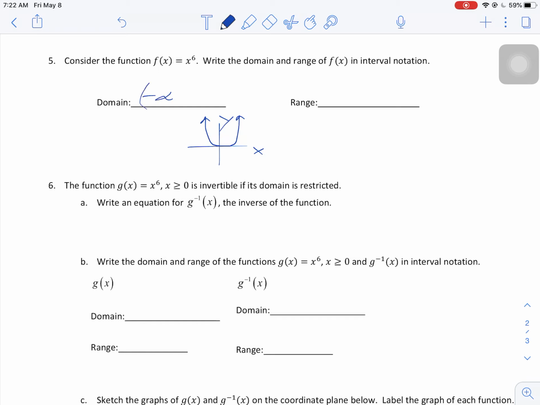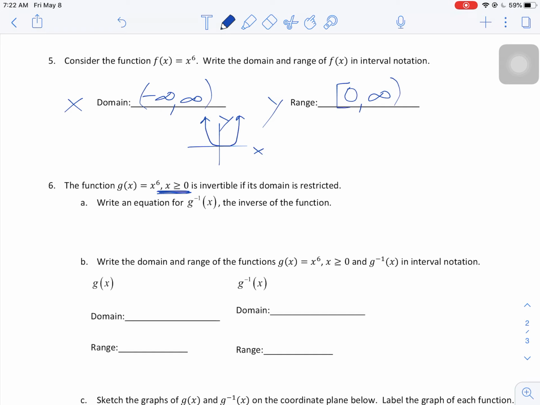So your domain is all real numbers, so -infinity to +infinity, and then your range is all your y values, so 0 to infinity. Because remember, domain is x's, range is y's. For number 6, they're still talking about that same function, x to the 6th, but this time they are restricting the domain to all the x values that are greater than or equal to 0. When that happens, we get an invertible function. So they want us to write an equation for g inverse of x, which is the inverse of the function.